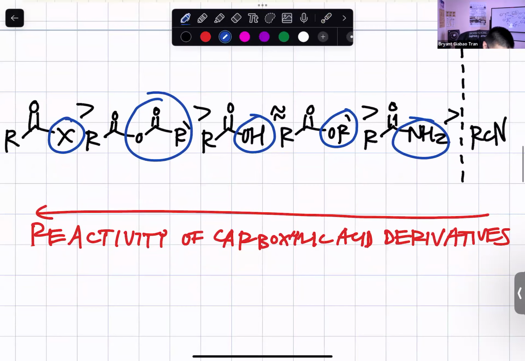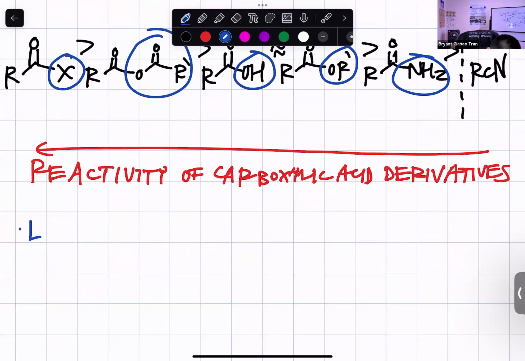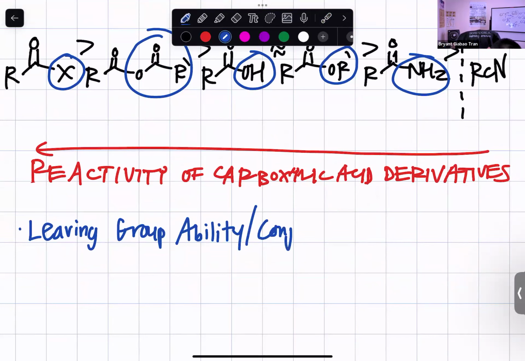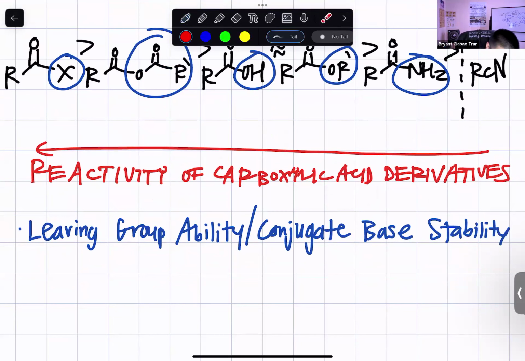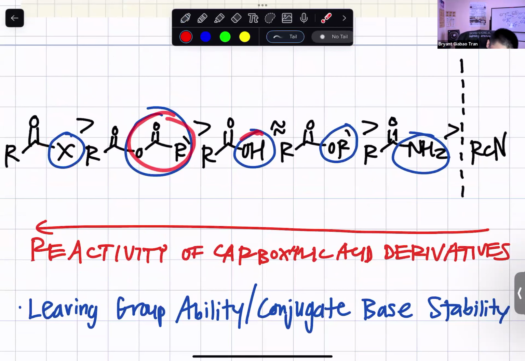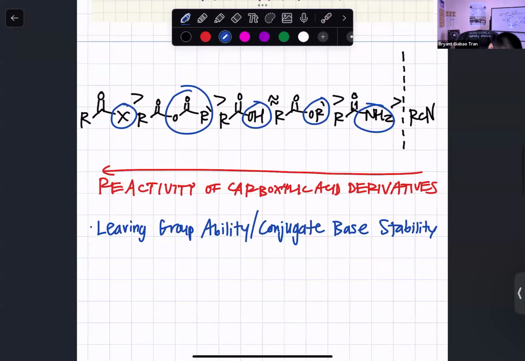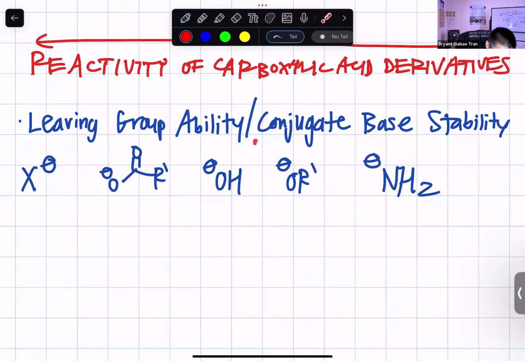So one of the factors that determine this reactivity ranking is going to be the leaving group ability or conjugate base stability. Right. So all of these blue circles here are going to be the leaving groups of the carboxylic acid derivatives. When they leave with a negative charge, I'm going to draw out those negative charges on those derivatives like this. Right? Where we see the most stable negative charge, or the most stable conjugate base, is this one with the halogen right here. Because the halogen is the most electronegative atom, so it's better able to hold that negative charge, right? It's the best to hold that negative charge because it's the most electronegative atom.